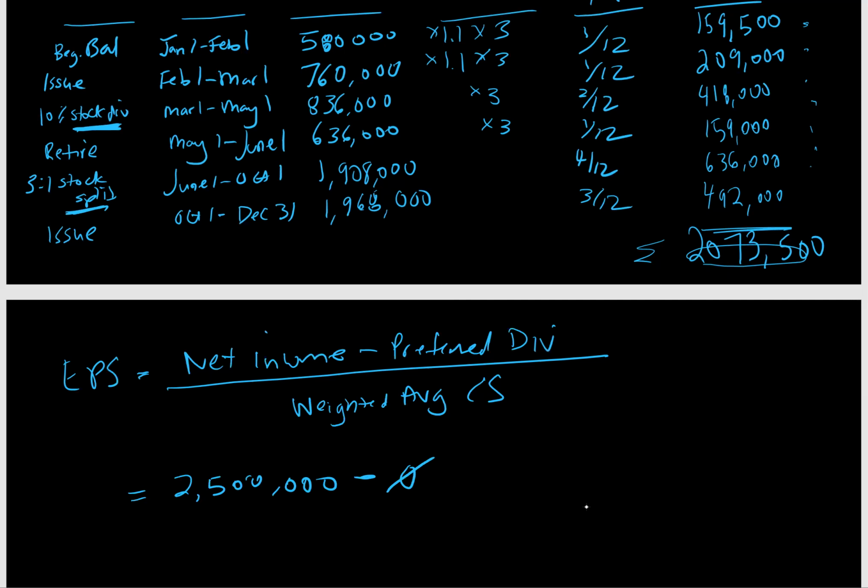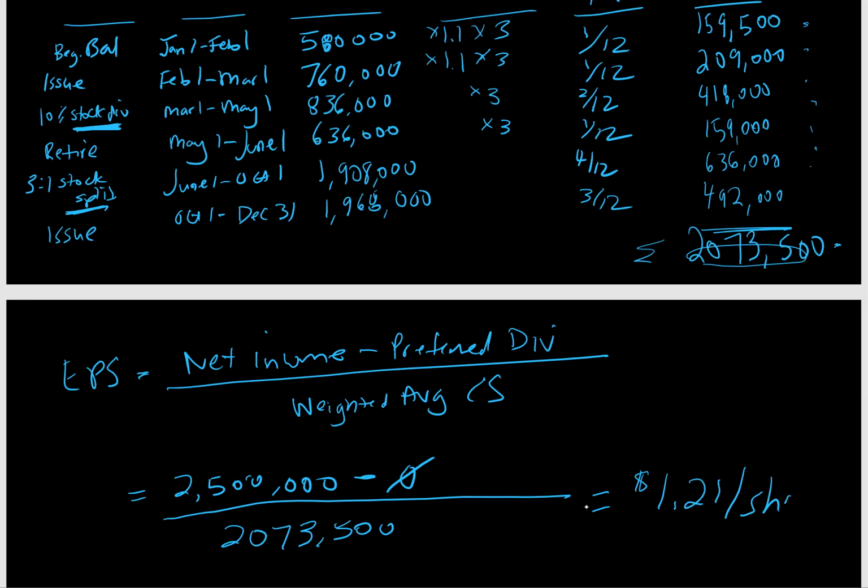So those shareholders are not entitled to a dividend. If it was cumulative, it would be a different story because we would have to pay it. Even though it wasn't declared, it would still be owed to them. So we would deduct it. But because it's not cumulative, we won't. And we're just going to take our weighted average number of shares from up above, 2,073,500. And this is going to give us $1.21 per share. So for 2020, common shares earned $1.21 per share. And that's the answer to B.